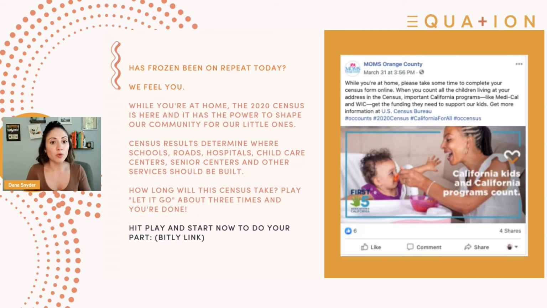Census results determine where schools" (moms care about those), "roads" (yes), "hospitals" (yes), "childcare centers" (yes), "senior centers" (our parents, grandparents, right?), "and other services should be built. How long will this census take? Play Let It Go," going back to our hook, "about 3 times and you're done." Call to action: "Hit play and start now to do your part."